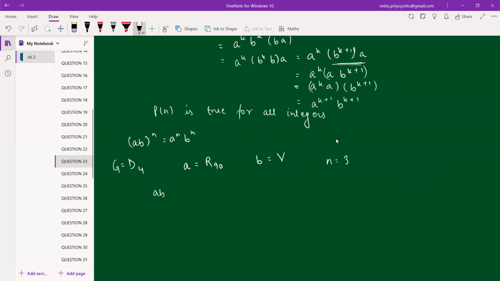Okay. Now what happens to AB? We have R90 V, which is equal to D. Now we know that (AB) to the power 3 is equal to D cubed, which is equal to D. Now we will do A cubed B cubed, which is equal to R90 cubed and V cubed. R90 cubed is R270 and V cubed is V itself. So when you do R270 and V, it gives you D prime. But D and D prime are not equal. Hence, it is not true for non-abelian groups.